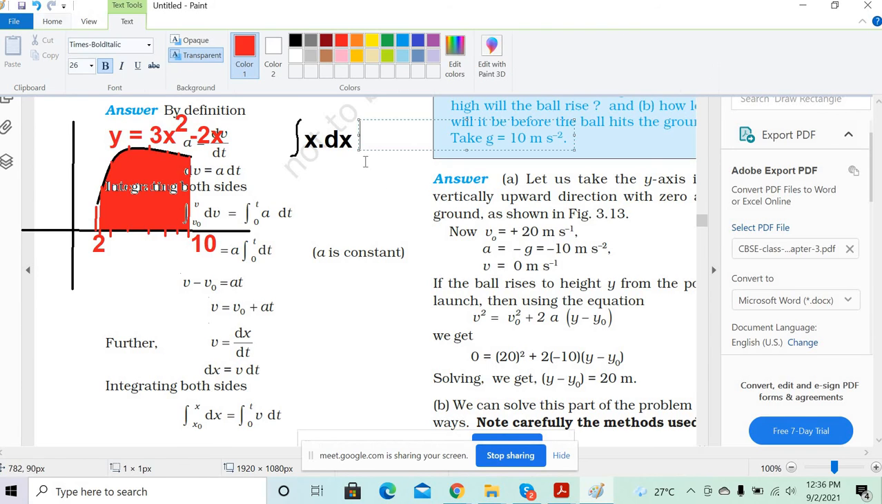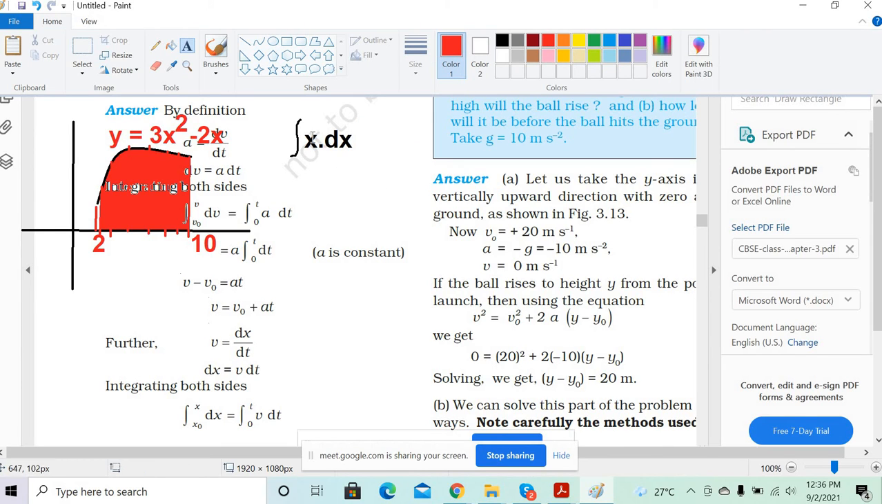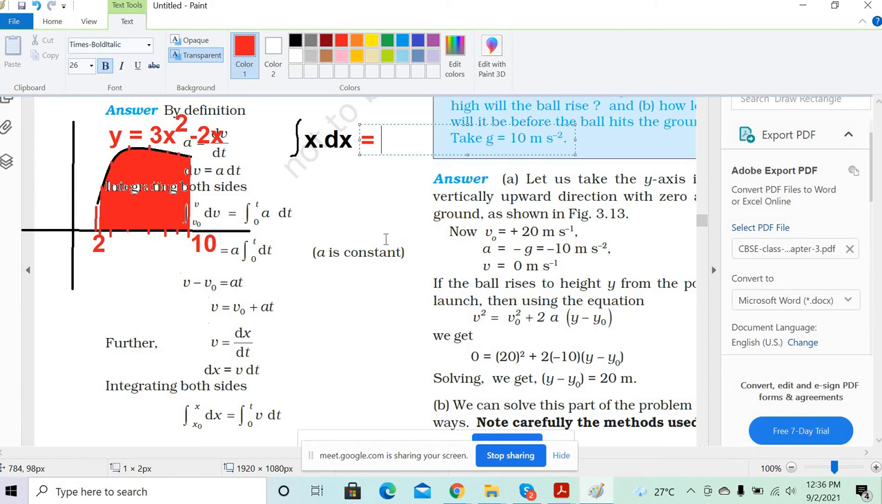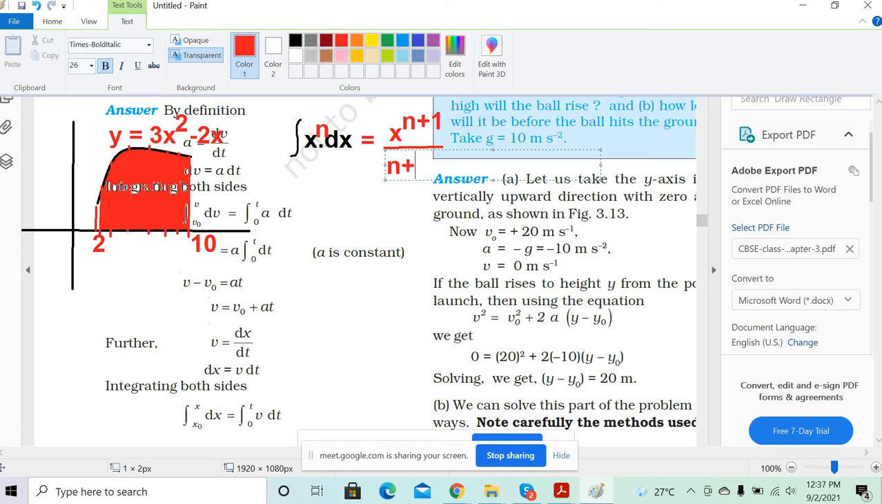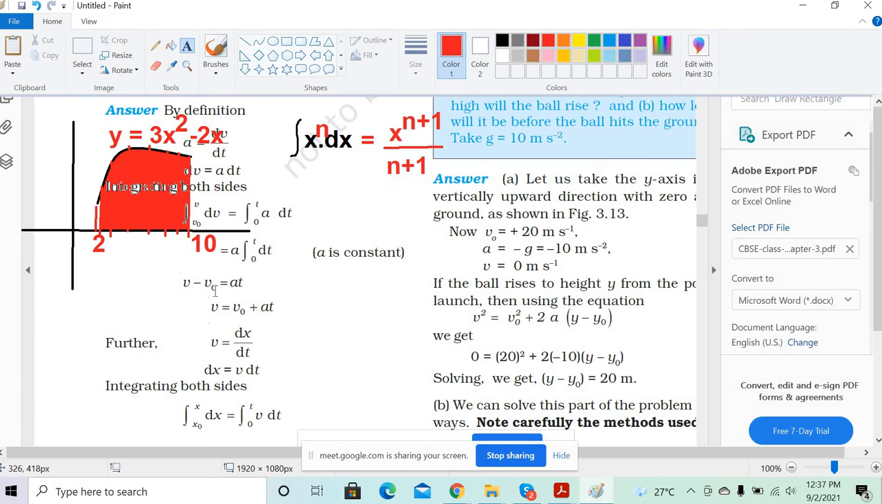Okay, got it, sir. So remember the formula for when a power of x is there in dx when you are integrating. This is the only formula that will be useful for you. If it is x power n, the formula is x power n plus 1, divided by n plus 1, which is the opposite of your differentiation. So x power n dx is equal to x power n plus 1 by n plus 1.